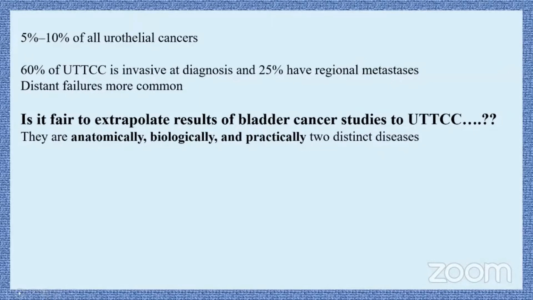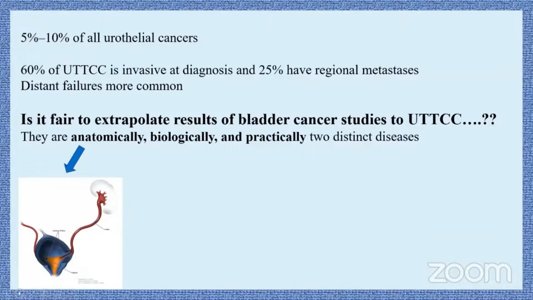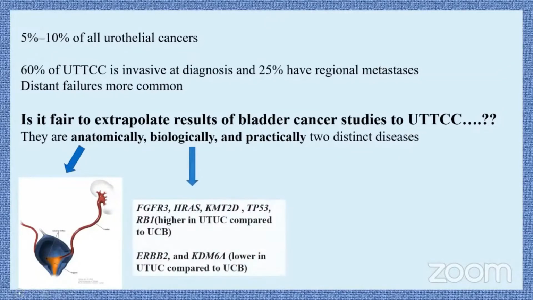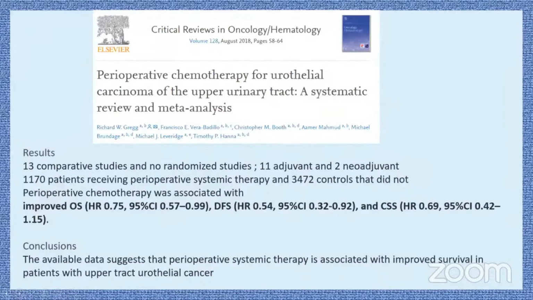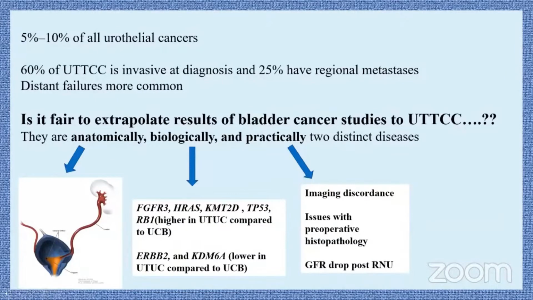Next. These are anatomically, biologically, and practically two distinct entities. Apart from that, next, different genetic mutations have been documented in patients with upper tract urothelial malignancy. There are also issues with preoperative histopathology, and obstructive symptoms lead to a reduction in GFR, which also affects the treatment protocol. Next.